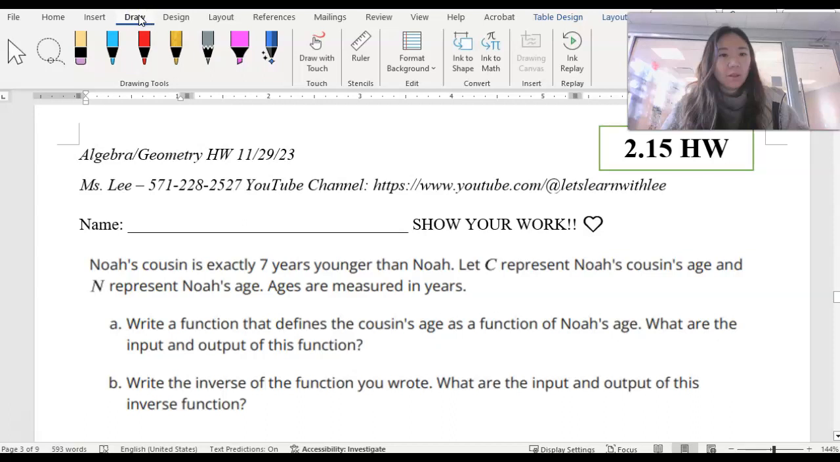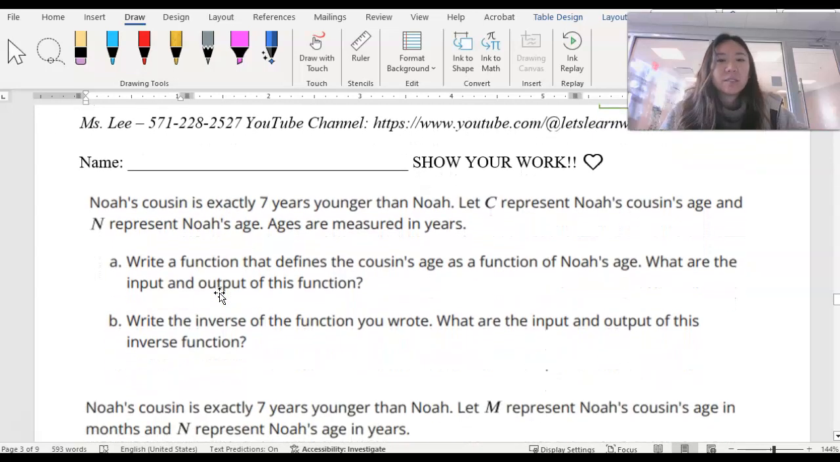Today we are looking at inverse functions, which basically means that instead of solving for one variable, we're solving for the other one. And this can only be true if the other variable can be a function of the original solution. So let's take a look at this one: Noah's cousin is exactly 7 years younger than Noah.